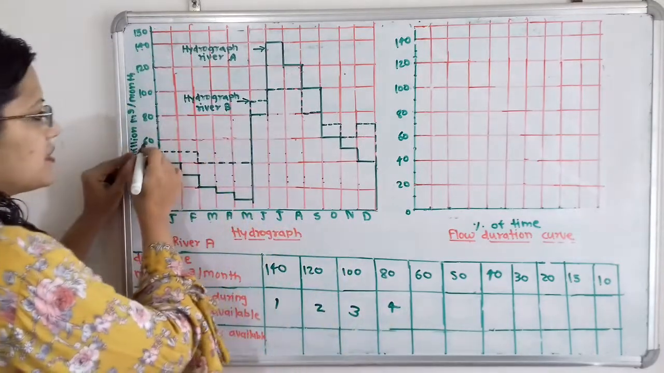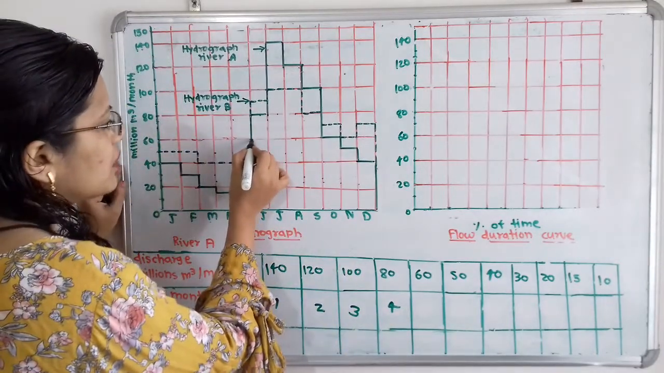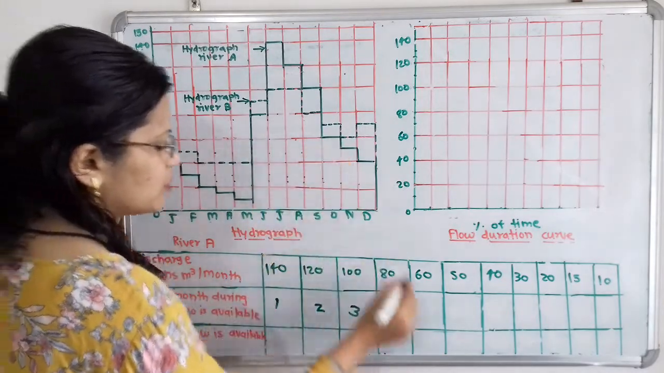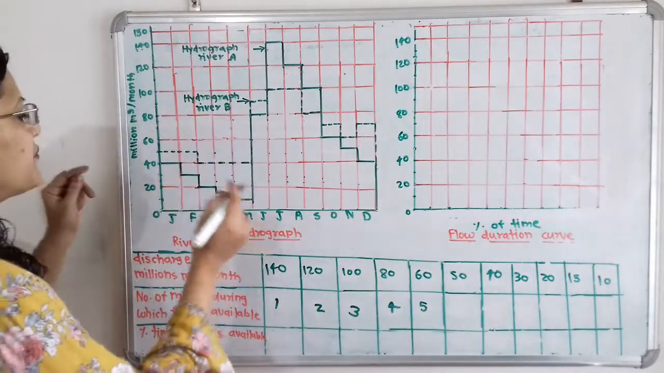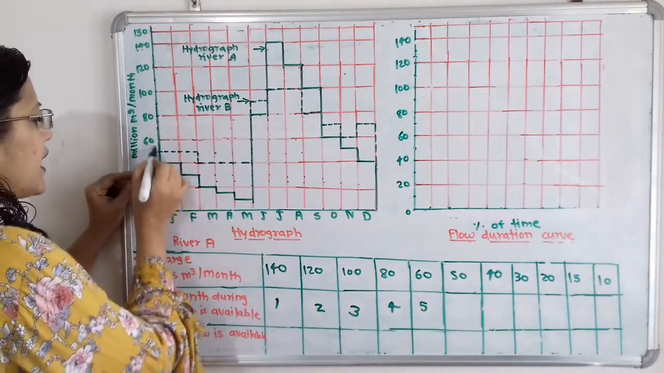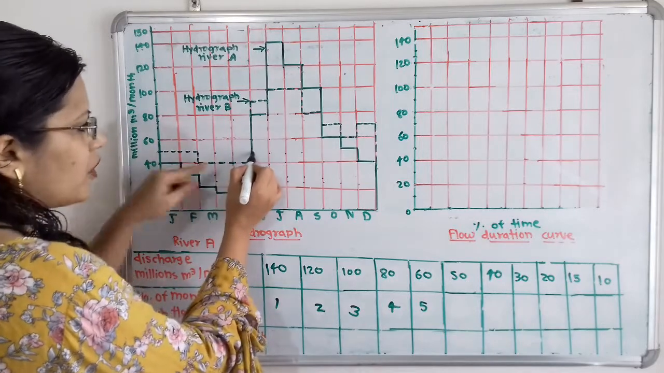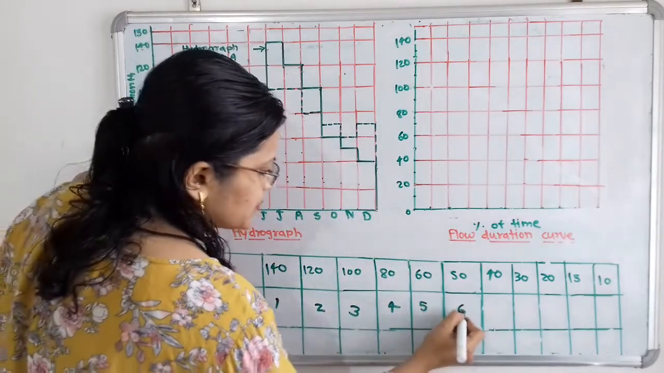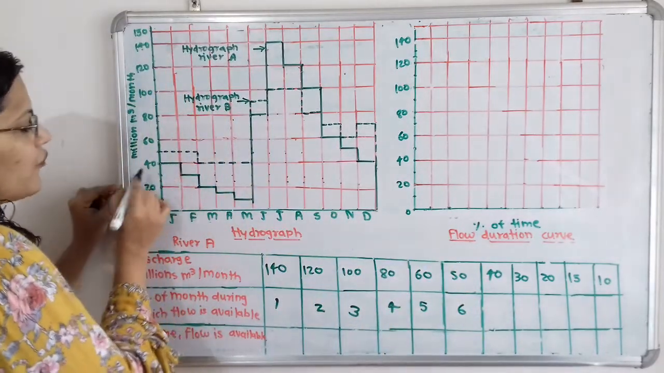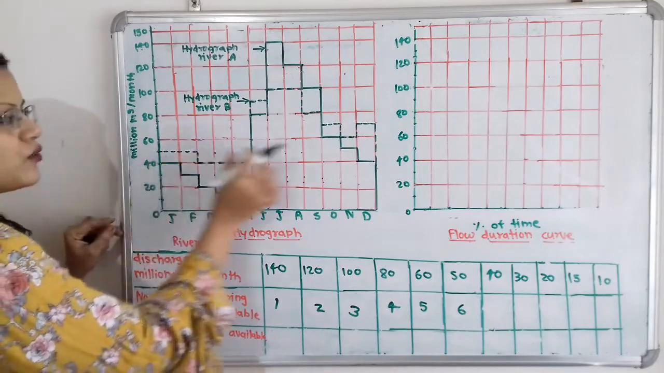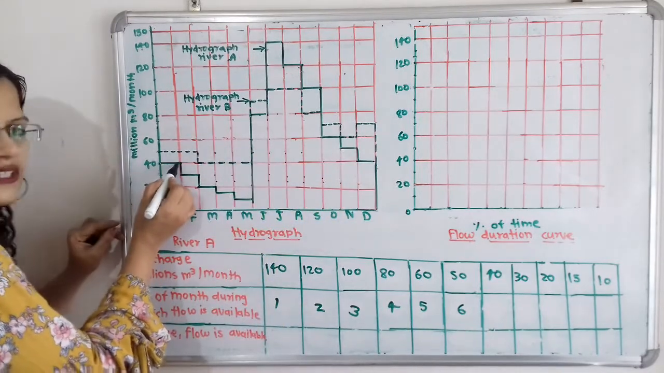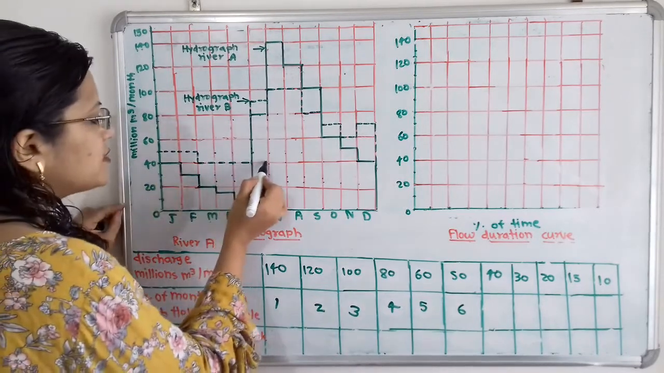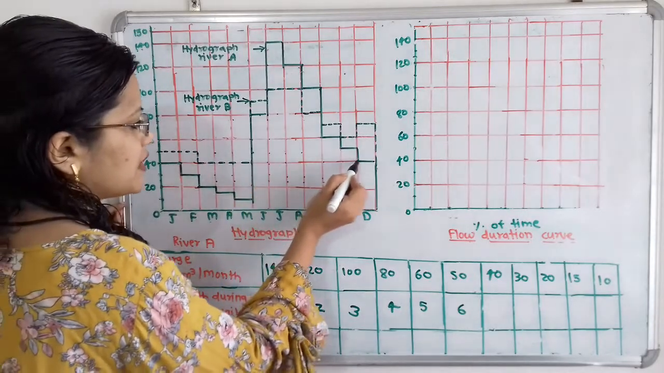Then next is 60. For 60, if we observe, this is 1, 2, 3, 4 and this is 5. So here is 5 months. Then next is 50. In between 40 and 60 there is 50. If we observe here 1, 2, 3, 4, 5 and 6, the duration is 6 months. Then next is 40. For this 40, here are 2 parts. In the first part, this flow is available for 1 month, and then we add the second, third, fourth, fifth, sixth, seventh, and this is 8.